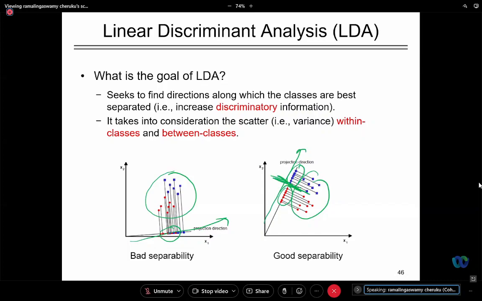So if a new sample comes, by projecting onto this particular direction, I can easily distinguish which class it belongs to. Okay, so this is very useful. And of course, how we decide in which direction to project your data is based on the scatterness between the classes and within the classes.